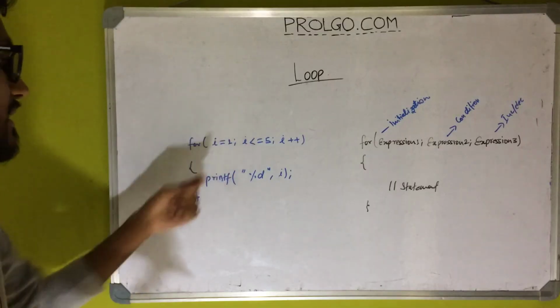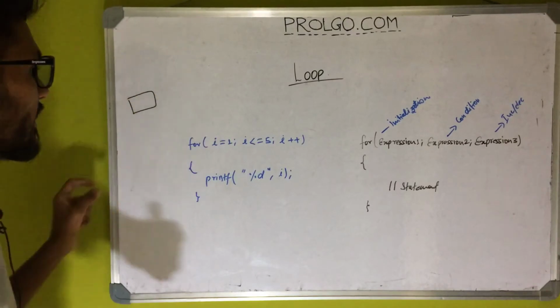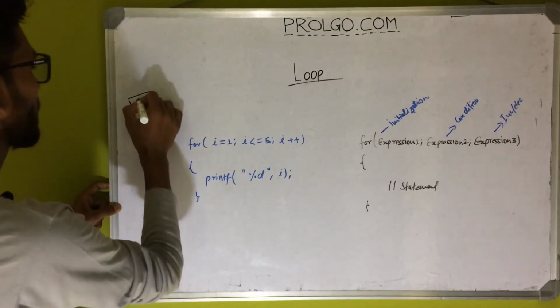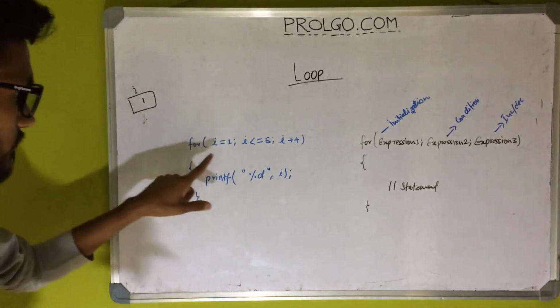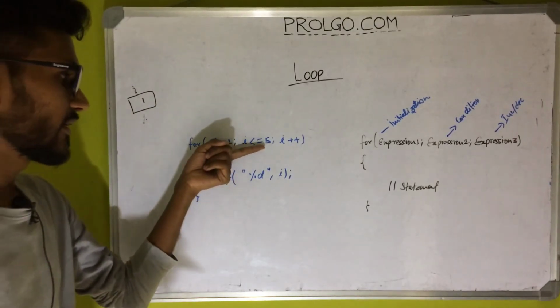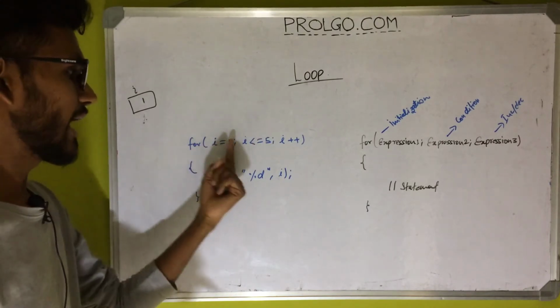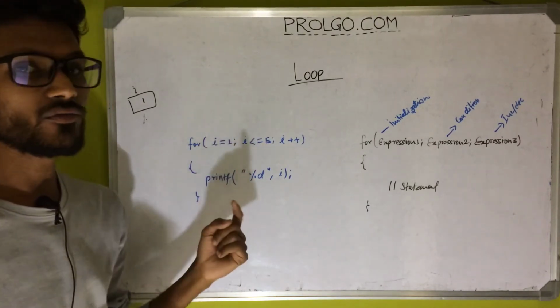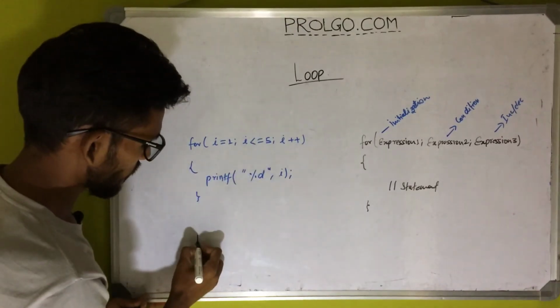So let's take one simple example. Here I am taking i as a variable. So i is initialized to 1, and now it will check the condition. After initialization, it will come here and check the condition: is 1 less than or equal to 5? The condition is true, then printf i, the value of i is 1.